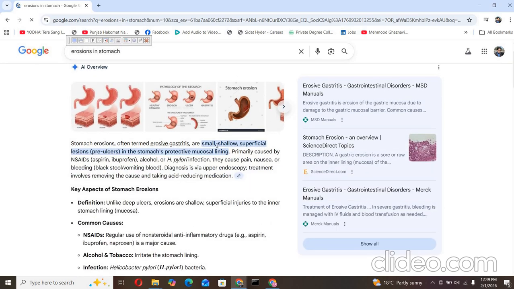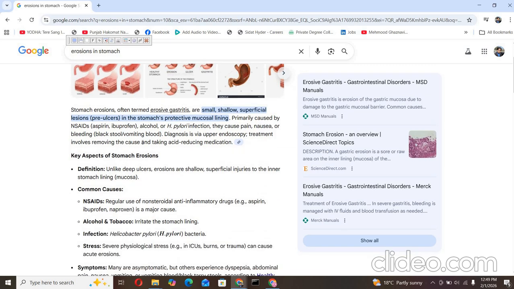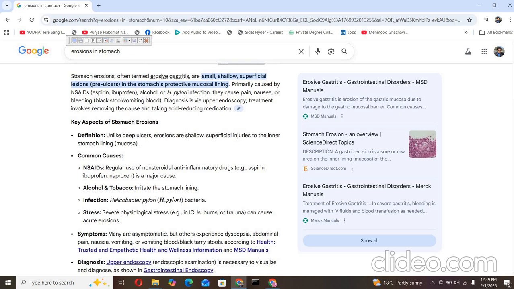Definition: unlike deep ulcers, erosions are shallow, superficial injuries to the inner stomach lining, the mucosa. Regular use of non-steroidal anti-inflammatory drugs is a major cause. Alcohol and tobacco, infection such as Helicobacter pylori, stress, or physiological stress in the ICU, burns or trauma can cause acute erosion. Symptoms include the following.